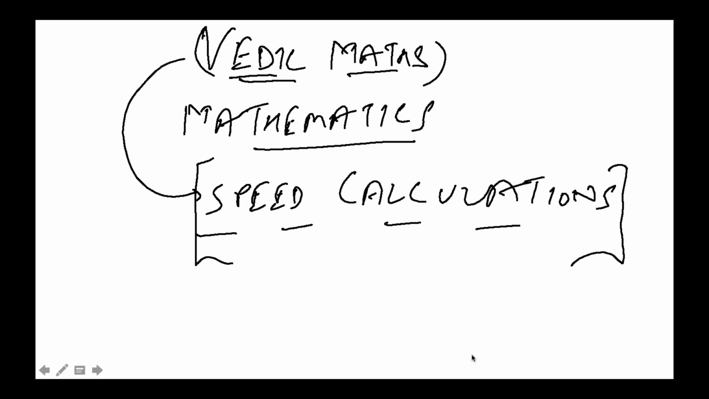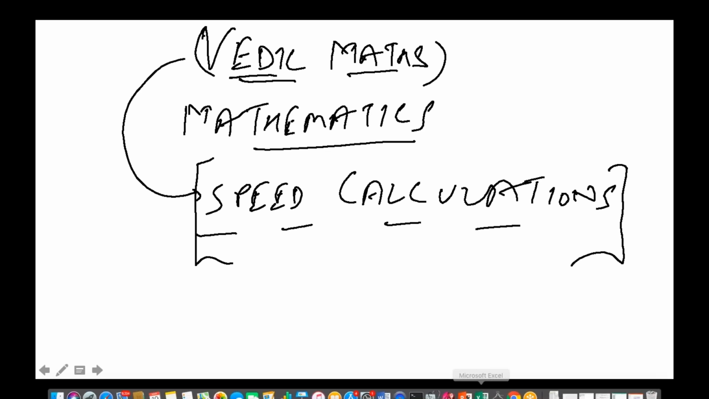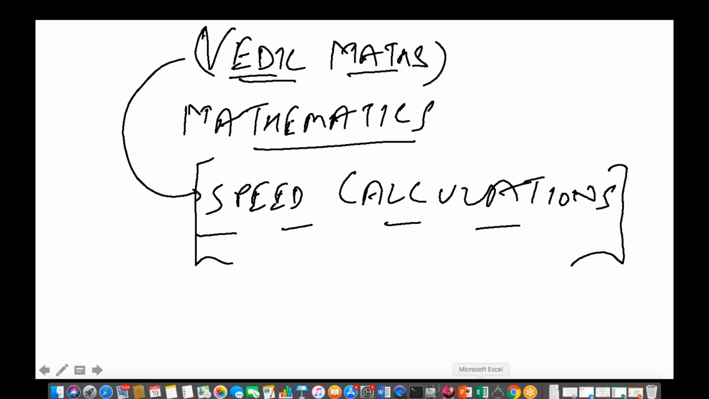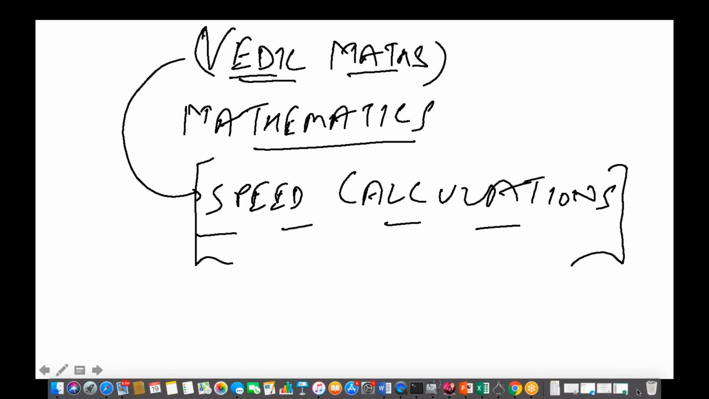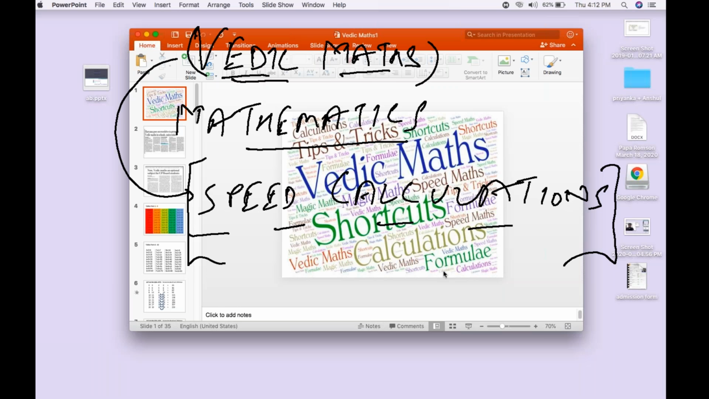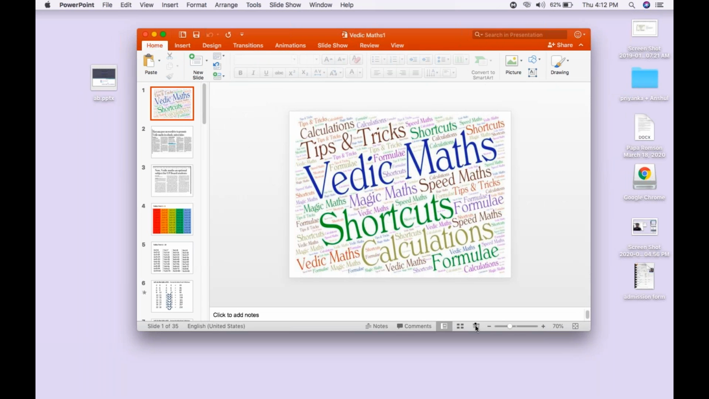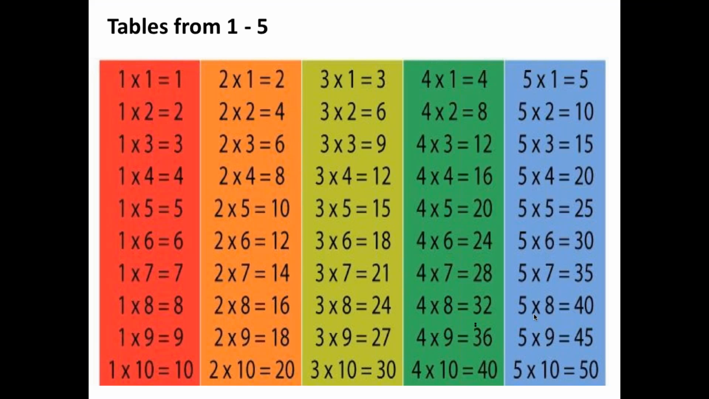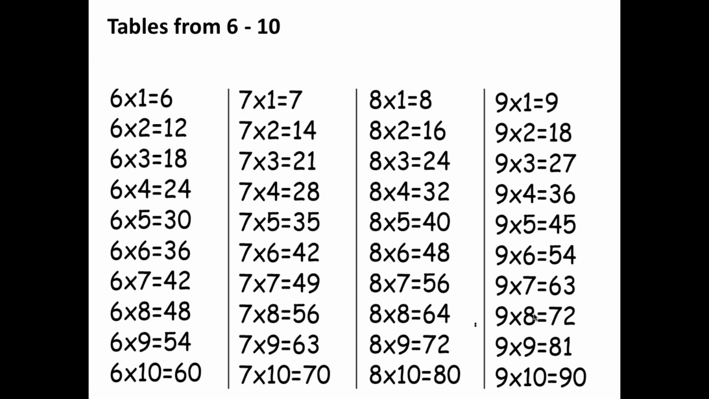Okay. So let me tell you a technique which we can use to do the tables, because tables are going to help you out with multiplications also. Let me just bring this up on screen as well. You see the screen with Vedic maths written on it. Okay, so this is Vedic maths. These are tables. I hope all of you are aware of these tables from 1 to 5, and then tables from 6 to 10. All of you should know at least these tables.